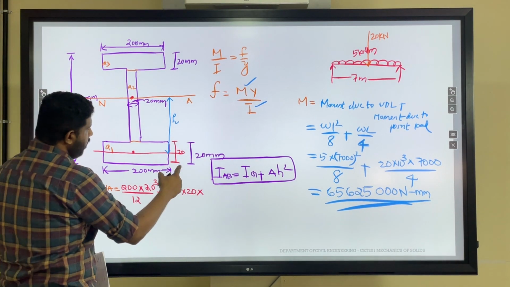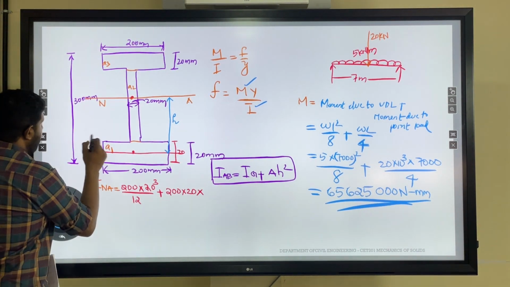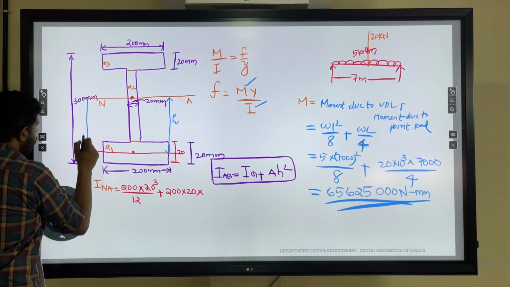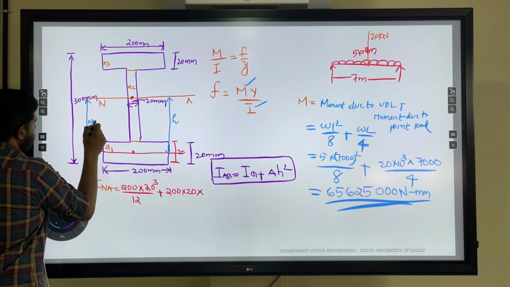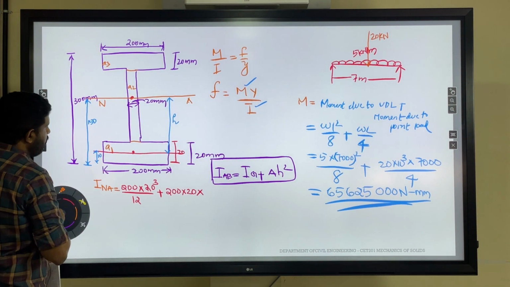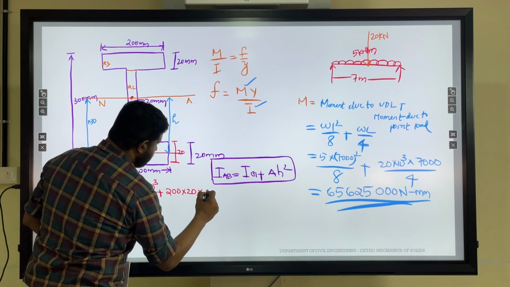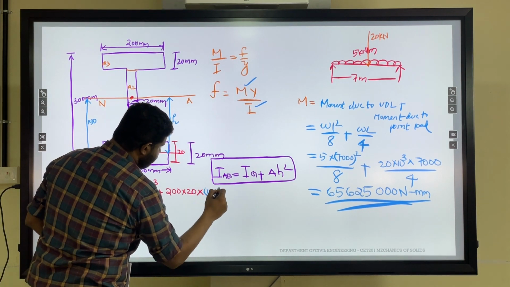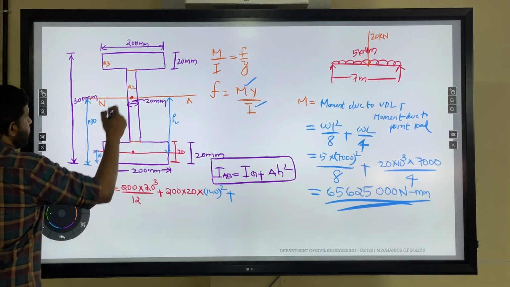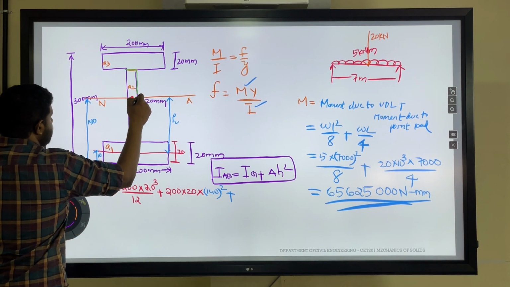So it will be this value from here to here. This will be 150, and this will be 10. So this h will be equal to 150 minus 10, that is 140, squared. Next, we have to consider the next area, meaning this portion only.